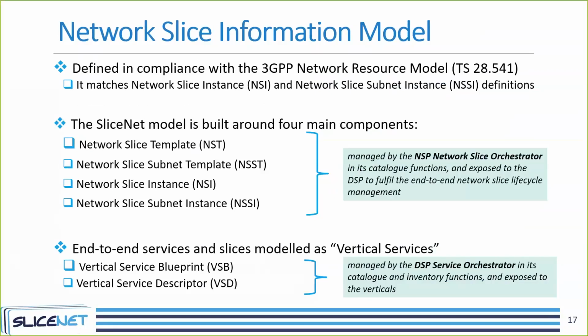So about the network slice information model, we were also very aware of what was happening in the 3GPP, especially the network resource model, technical specification 28.541, and the model is built around four main components, which are related. These are the network slice template, network slice subnet template, network slice instance, and network slice subnet instance. All of these are managed by the NSP SSO in its catalog functions, and exposed to the DSP to fulfill the end-to-end network slice lifecycle management.